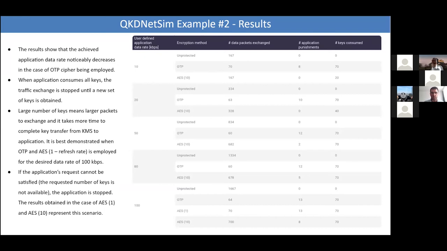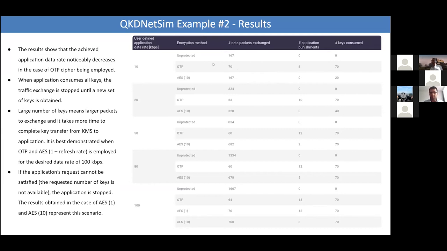It shows what happens when the application increases its key rate, its application rate. For example, the application is only exchanging 10 kilobits per second between Alice and Bob. So it's not so aggressive. It's not consuming so many keys. It doesn't ask for so many packets to be encrypted. And with this testbed, it can achieve the performance of 70 packets per the whole time slot.